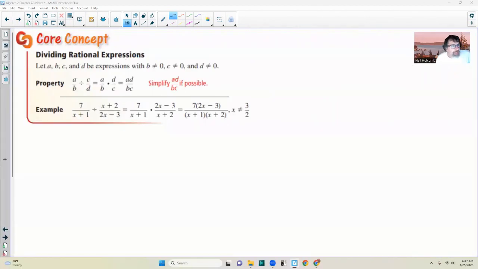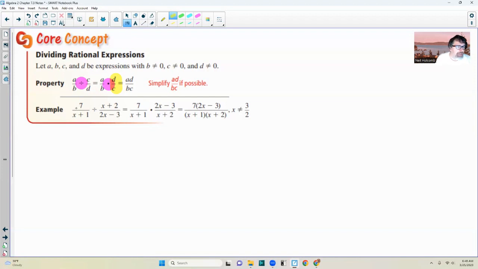Okay, another core concept. Let A, B, C, and D be expressions with B not equal to 0, C not equal to 0, and D not equal to 0. The property says that A over B divided by C over D equals A over B times the reciprocal of the second. So this is a new property, there's a division symbol right there. You flip it and switch it: switch from division to multiplication and flip what you're dividing by. And then you simplify AD over BC if it's possible.